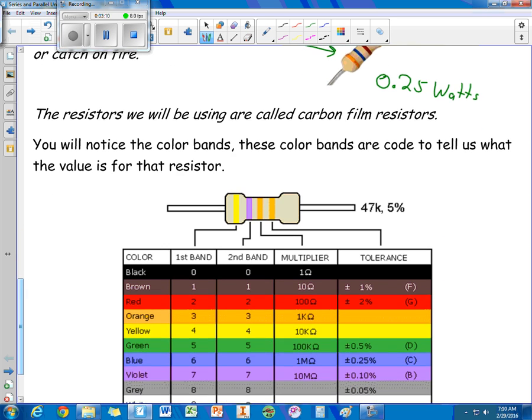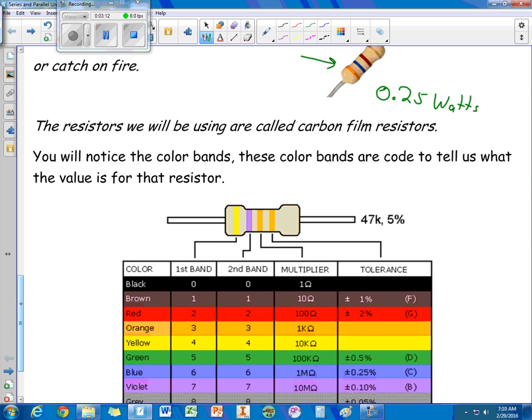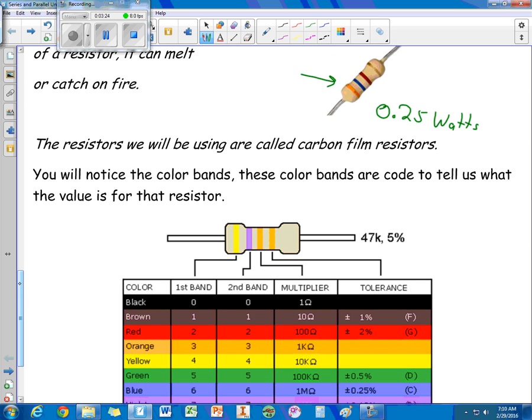Now, again, this resistor I've shown you is a carbon film, and this is the type of resistor that is used most often, and the kind we'll be using in class. What you'll notice is that there are certain color bands on it. Looking at this resistor, we see that we have 3 color bands, and then a 4th one that's separated from the other 3. Each color represents a number.